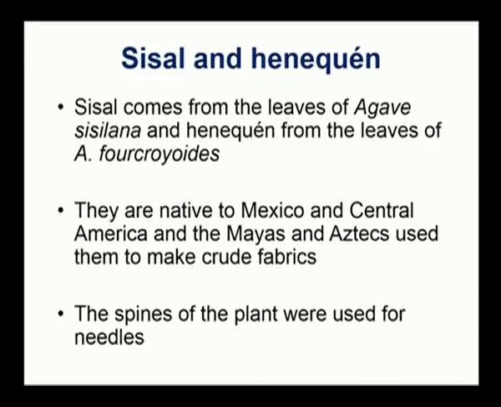Sisal comes from the leaves of Agave sisalana and henequen from the leaves of Agave fourcroydes. They are native to Mexico and Central America, and the Mayas and Aztecs used them to make crude fabrics. The spines of the plant were used for needles. So, we are getting these two fibers especially from Mexico and Central America, as a crude fiber, which again needs some processing in order to get good fiber. Again the processing will take certain steps to get the quality of fiber.